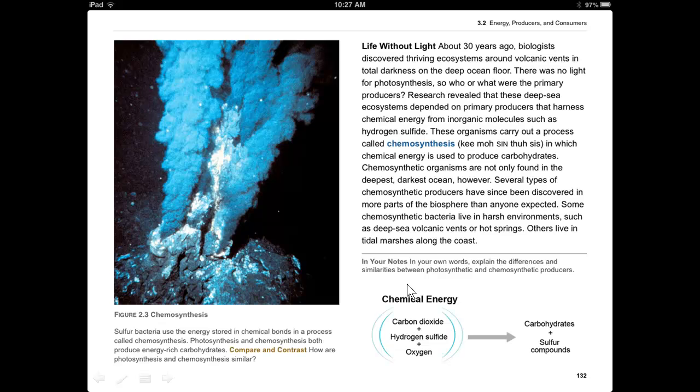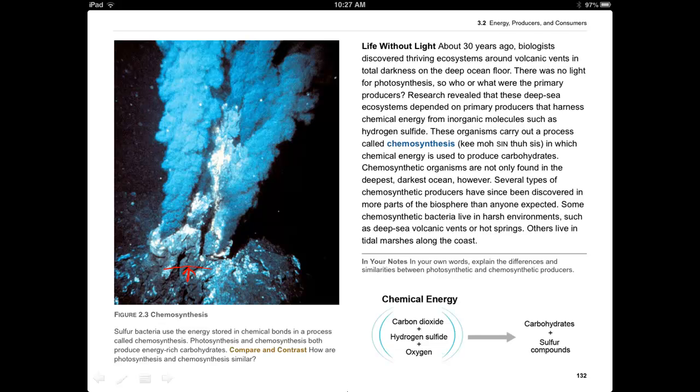Now another way of getting energy and of being a producer is called chemosynthesis. And so these organisms that live very deep in the ocean, this is called a hydrothermal vent, and way down deep in the ocean there's no light, so they're not going to get energy from sunlight. So these bacteria can take chemicals out of the ocean and convert them into sugars in a process called chemosynthesis. And these organisms are called chemosynthetic organisms.